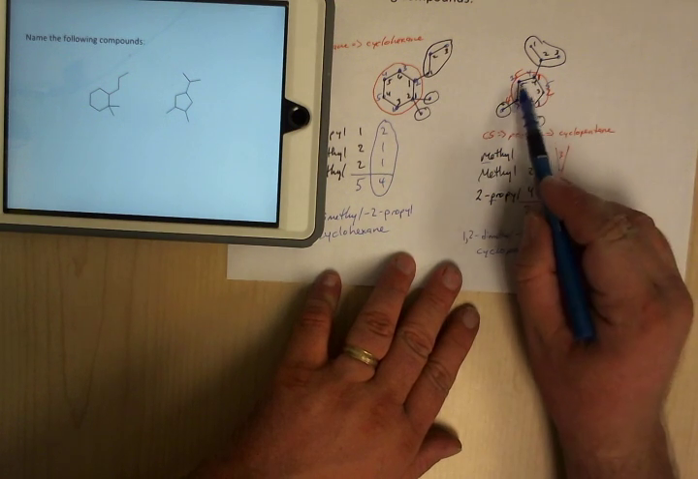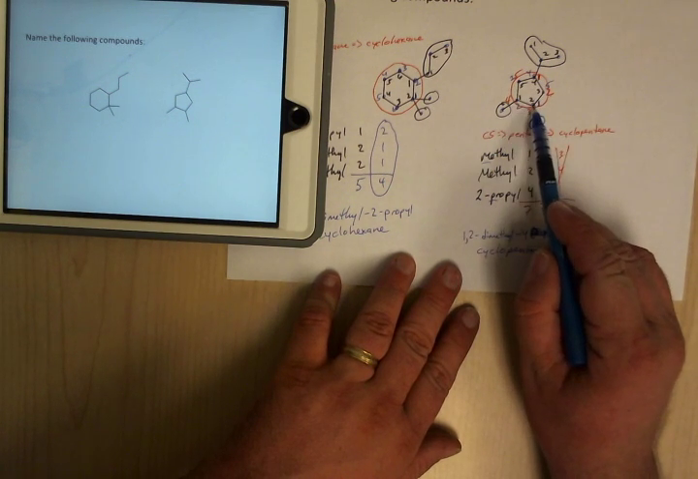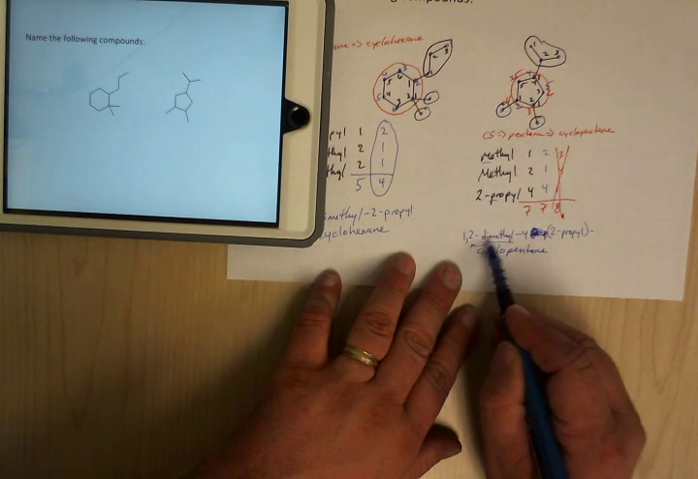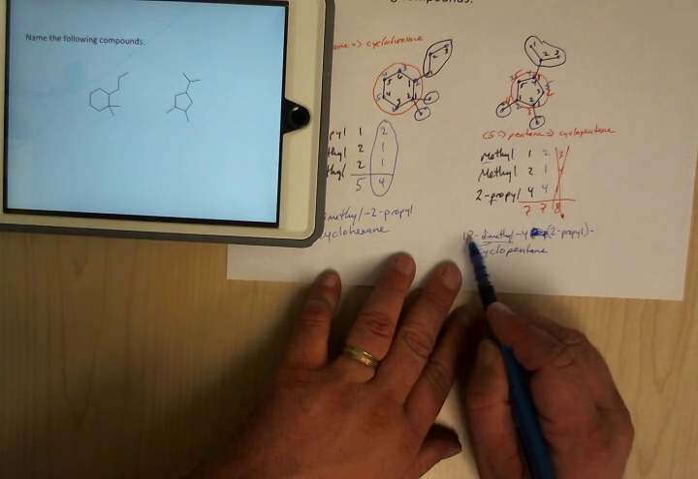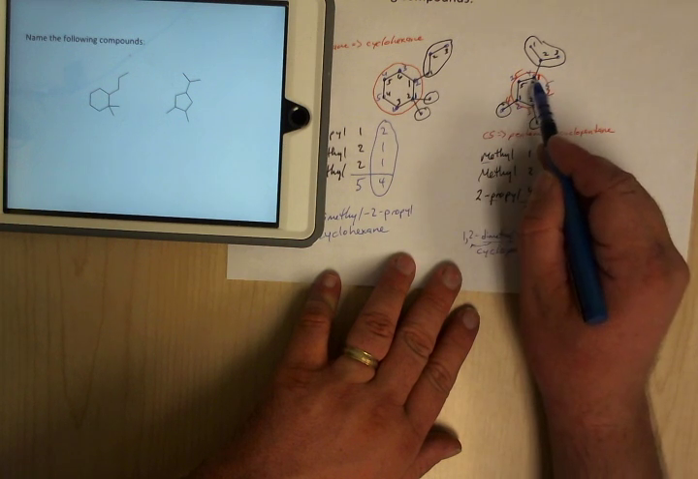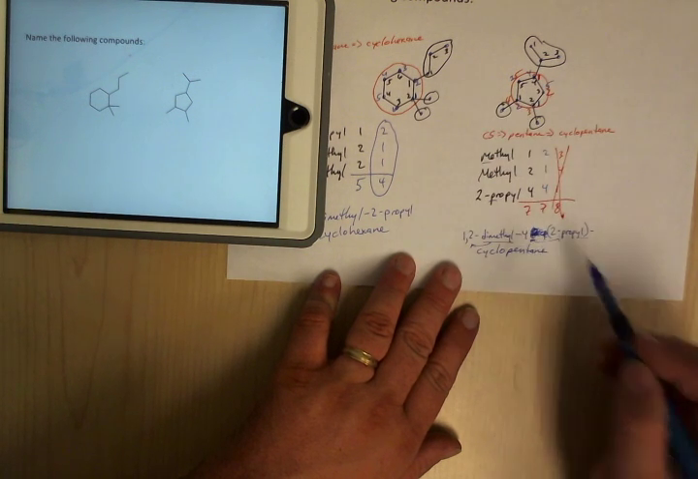Okay, we have a cyclopentane, carbon 1, carbon 2. We have methyl groups. Again, I've got a di here, so I need 2 numbers. And then we have a 2-propyl group. Where is it attached? It's attached to carbon 4. Okay? There we go.